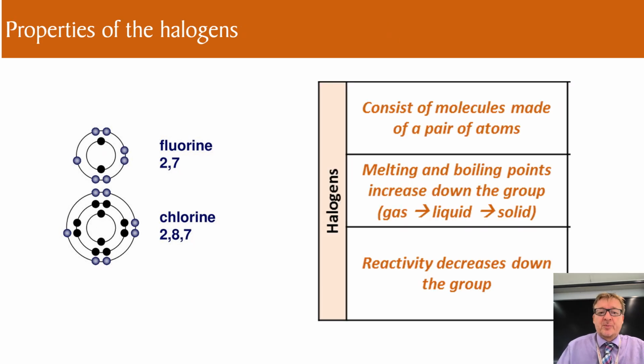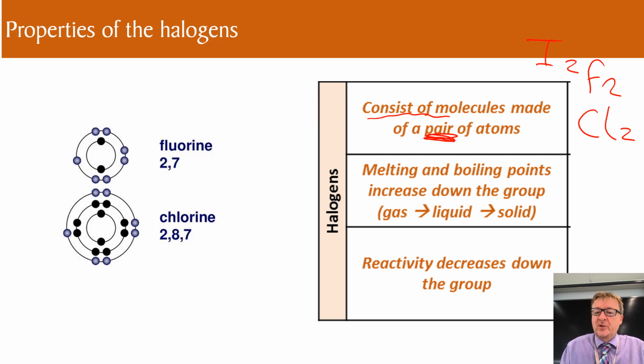So now we've got the properties of the halogens. There's 3 main properties. Firstly, they consist of a pair, which means fluorine is F2, there's 2 fluorines together. Chlorine is Cl2, iodine is I2.